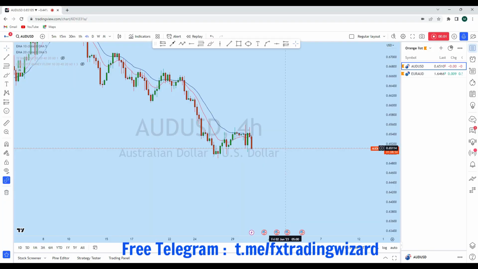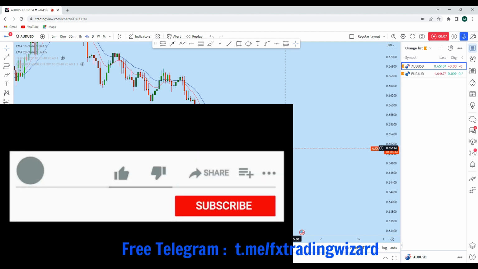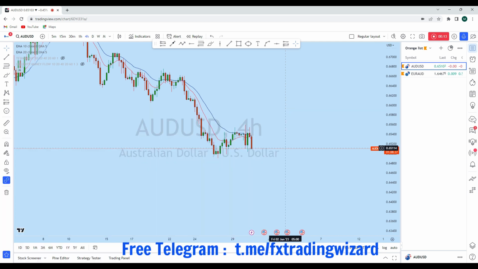Hello trader, I'm going to do a complete multi-time frame analysis of AUD USD and Euro AUD. These are the two pairs currently showing significant trading opportunity.